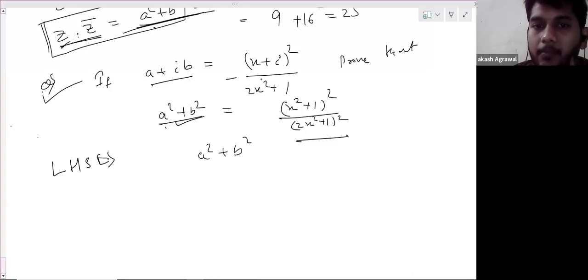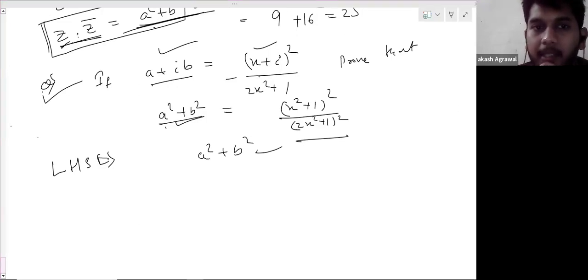a square plus b square. This is the value they are asking for. What is the data given? This is the data given to you, right? Yeah, sir.